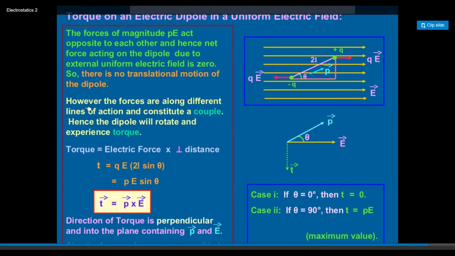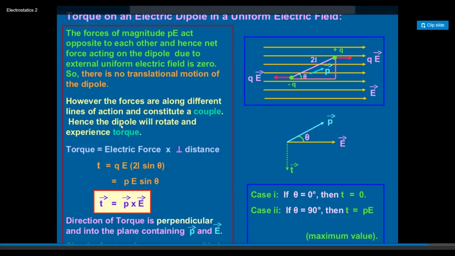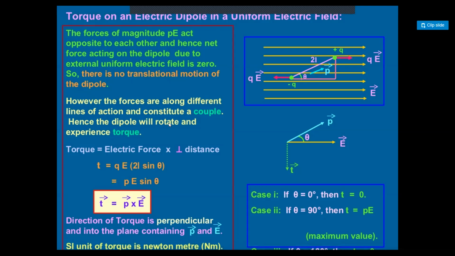However, the forces are along different lines of action and constitute a couple. Couple means when two equal and opposite forces act on the same object, that pair of forces is known as a couple. Hence, the dipole will rotate and experience a torque. The measurement of a couple is the torque.